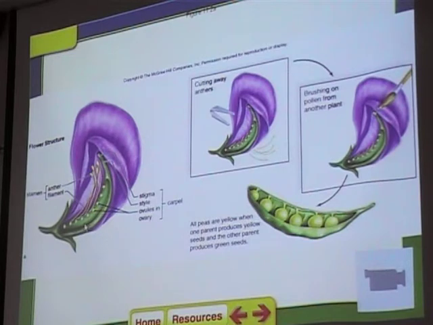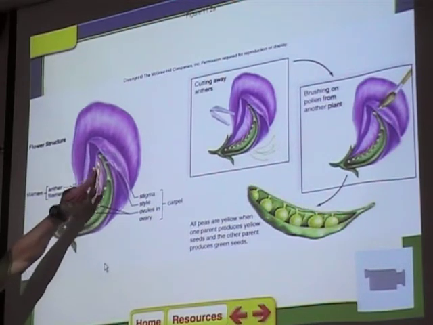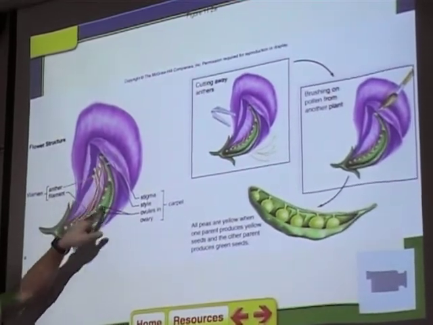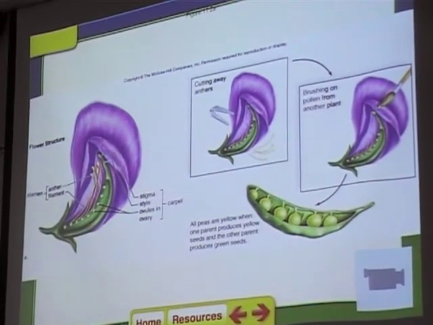Anyway, here's the flower, and these are the male parts of the flower. They're called the stamens. And this is the female part of the flower. Most flowers have both male and female parts.